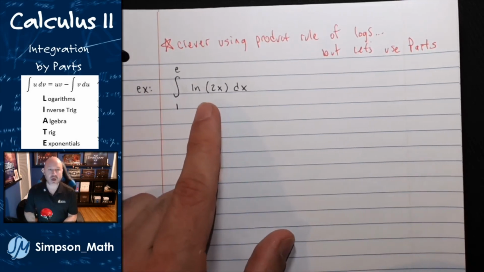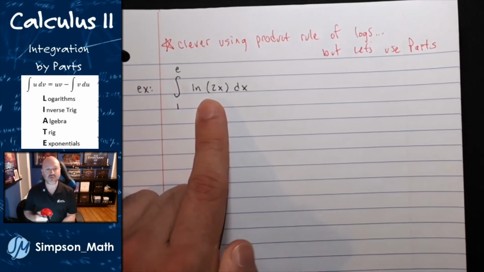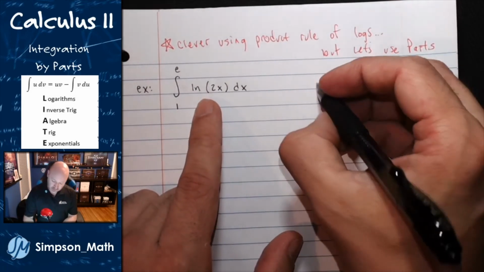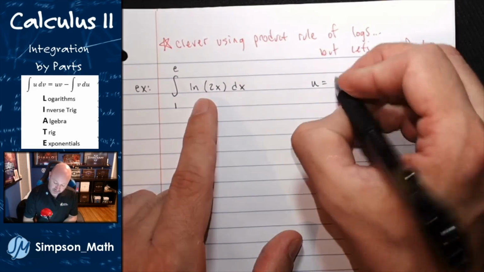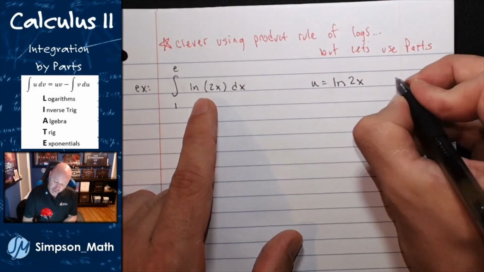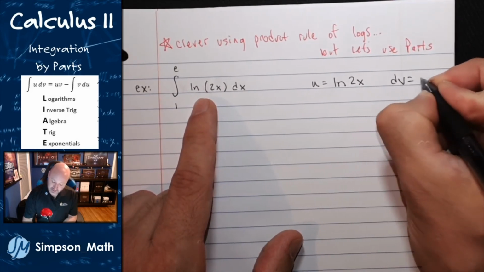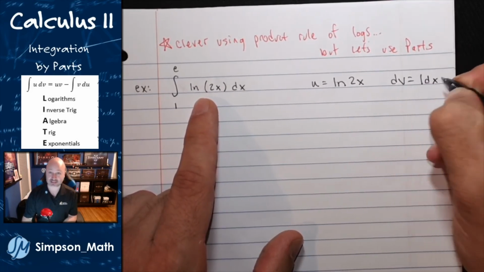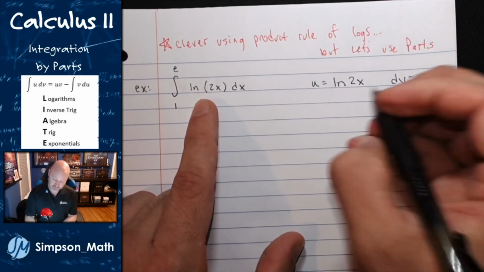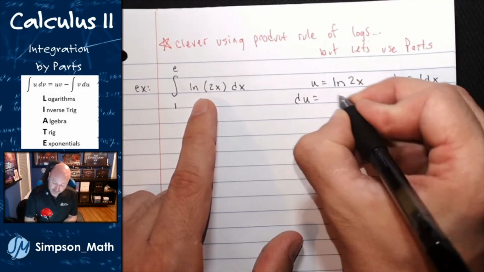So this is one of those where the product may not be obvious, but you can always say it's being multiplied by 1. So I'm going to let u be the logarithm, the natural log of 2x. I'm going to let dv be 1 dx. V is an easy integration. I get x.